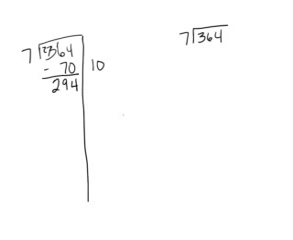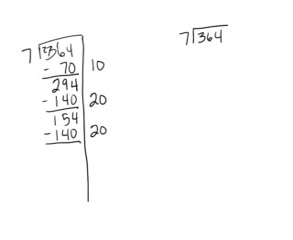And while taking 10 groups out helped, it really didn't get me too far. So I'm going to go ahead and do 20. So if 10 times 7 was 70, doubling that, 20 times 7 would be 140. So again, I subtract. And it looks like I could take 20 groups of 7 out again. 20 times 7 is 140.